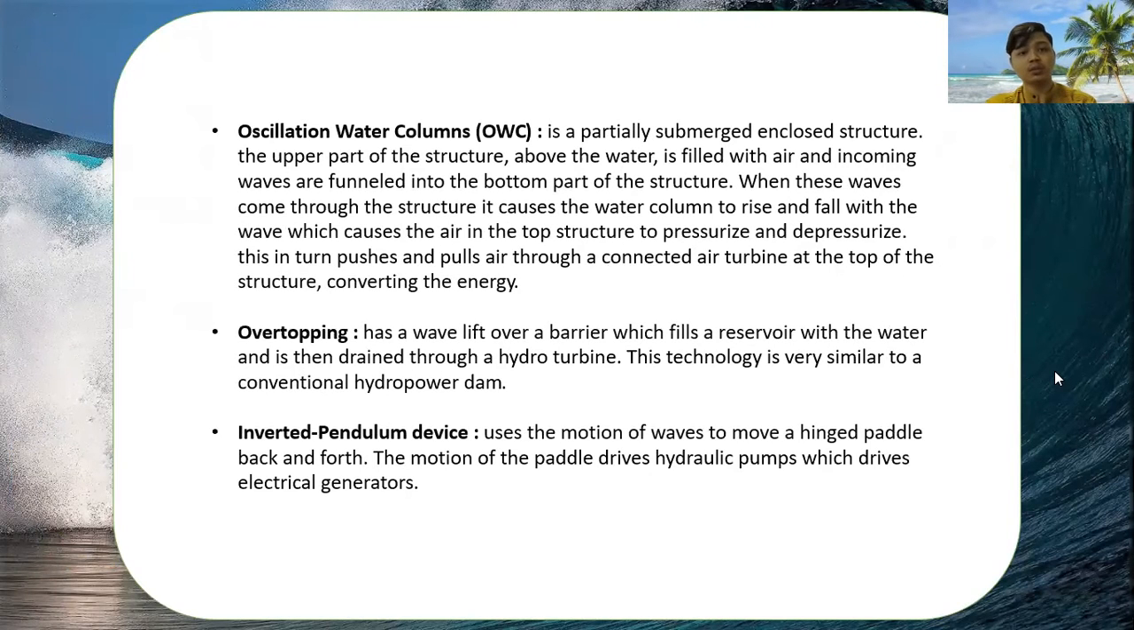For the oscillating water column, or we can call it the OWC, the OWC is a partially submerged enclosed structure. The upper part of the structure above the water is filled with air and incoming waves are funneled into the bottom part of the structure. When these waves come through the structure, it causes the water column to rise and fall, which causes the air in the top structure to pressurize and depressurize.